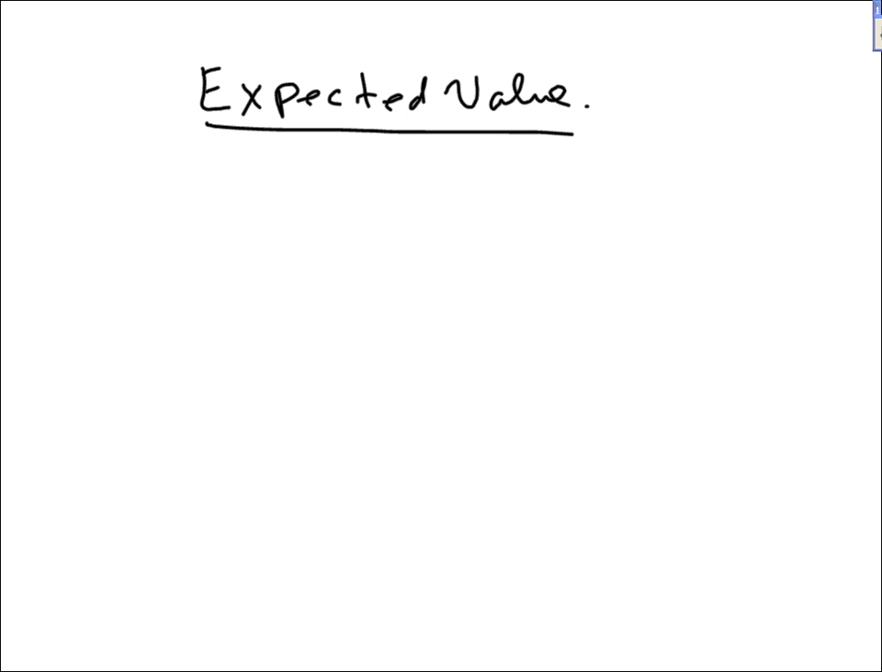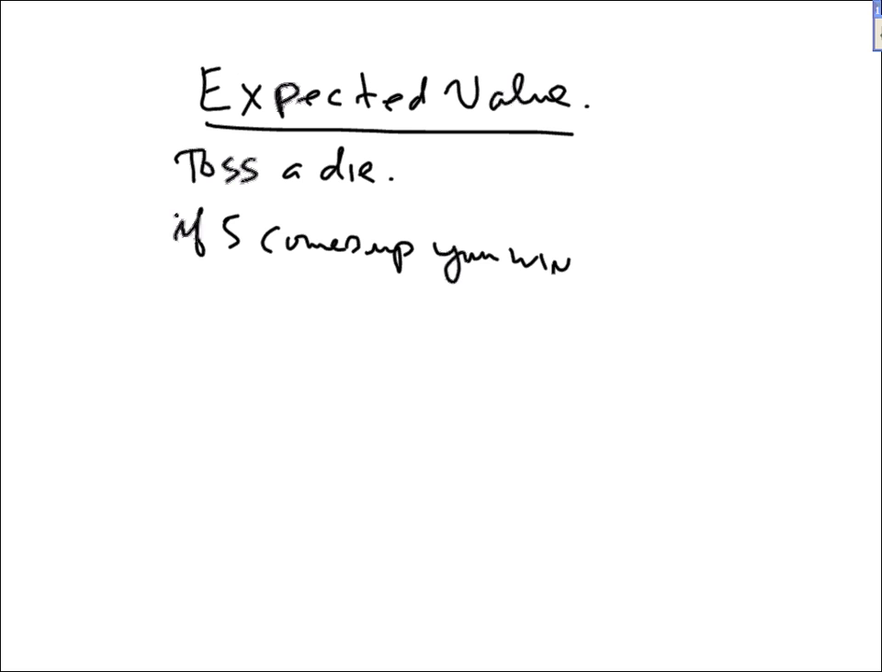Okay, the next thing we're going to do is expected value. Basically this is for a game, this is gambling. Somebody said, you know, how about we play this game? Toss a die. If a five comes up, you win $6. If not a five, you lose $5. What is your expected value?